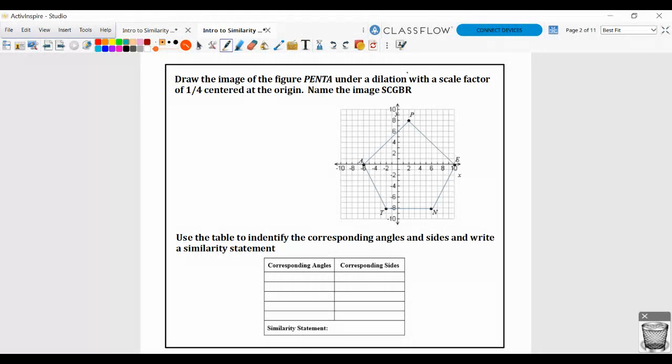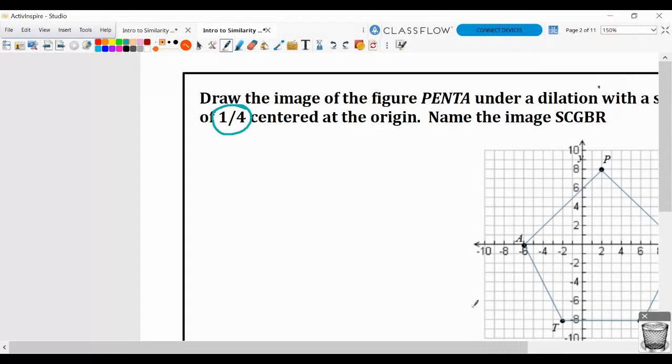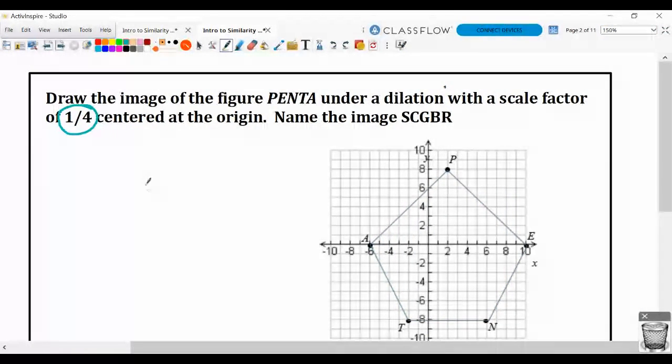We're going to be graphing the image of pentagon SCGBR under a dilation with a scale factor of 1/4, centered at the origin. Let me try to zoom this in. When it's centered at the origin, at 0, 0, we can just multiply the points. I'll start with P, because that'll be S. So 1/4, so I'm going over 2 and up 8. A quarter of that, 2, 8.